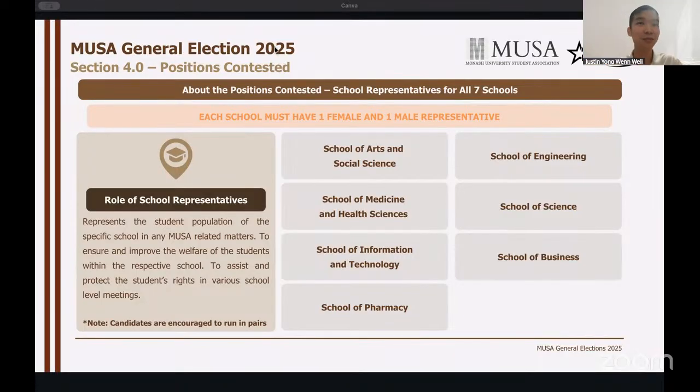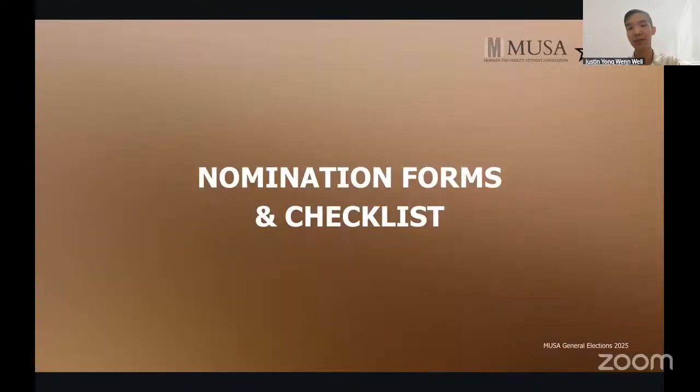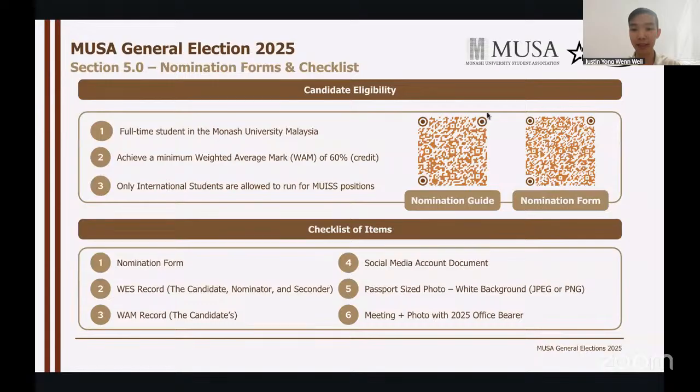All right. Thank you, Sean, for walking us through the positions. Okay, so now we're going to go into the main part of why we're having today's session. I've broken it down into two parts to make it easier for you to understand right from the go. First is candidate eligibility.